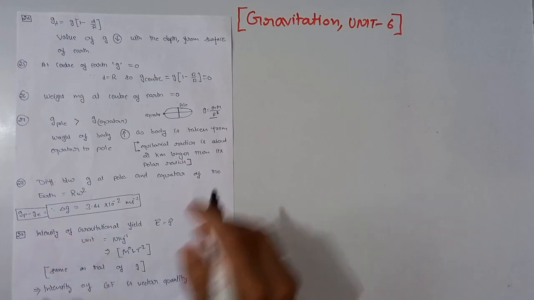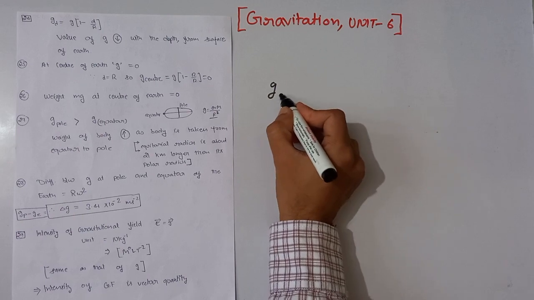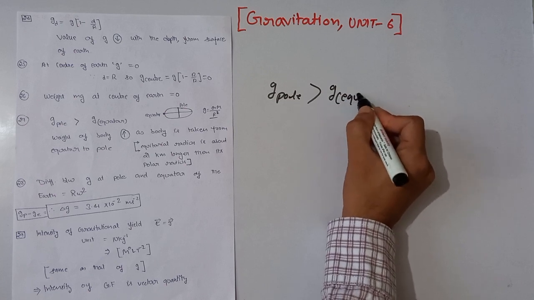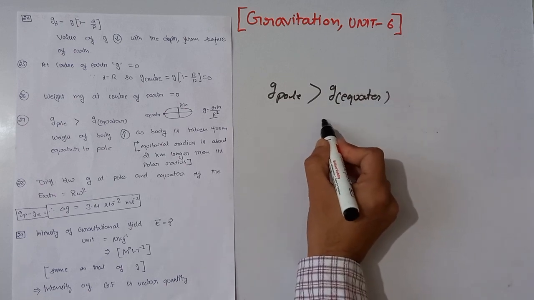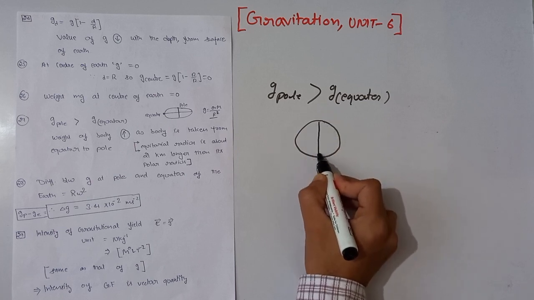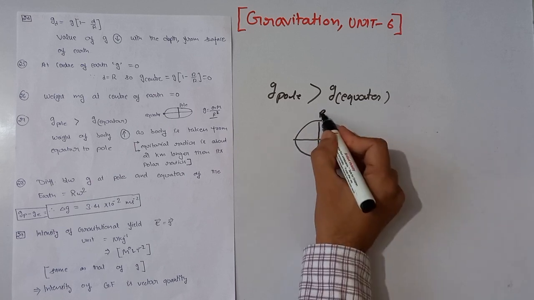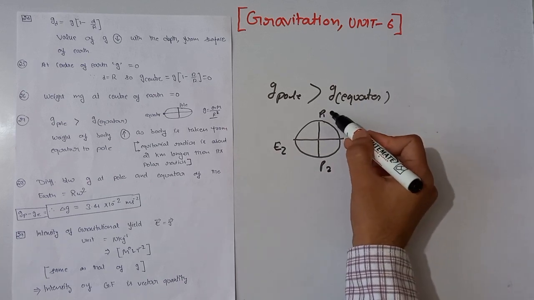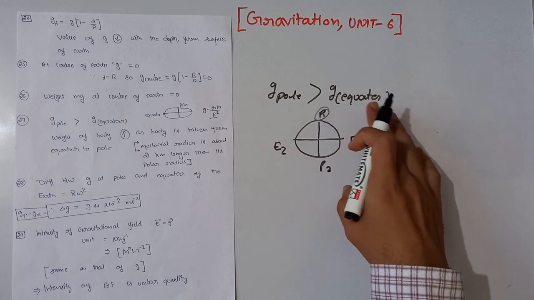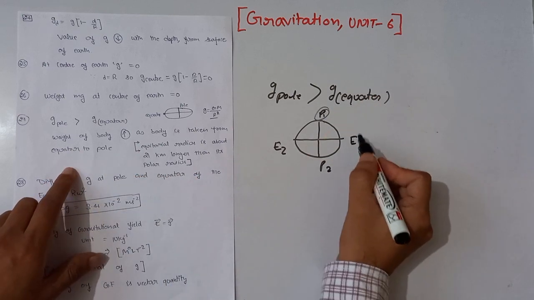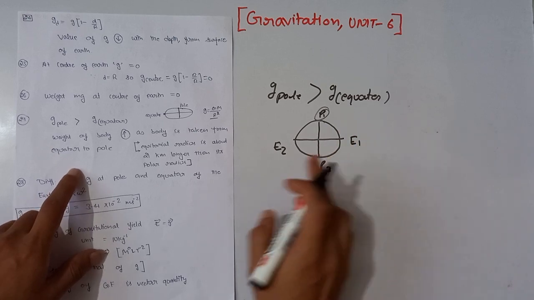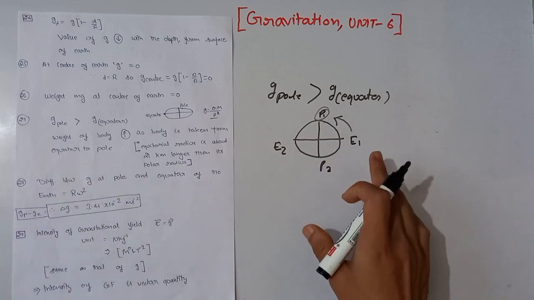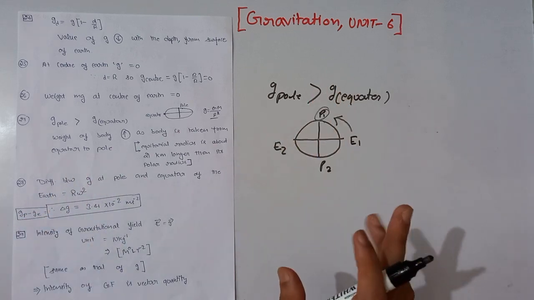Our next important key point is the value of gravity: the acceleration due to gravity at the pole is always greater than or equal to the acceleration due to gravity at the equator. This is our Earth. These are the poles, let P1, P2, and these are the equator, E1, E2. Then g at the pole is greater than g at the equator, and the weight of the body increases when the body is taken from the equator to the pole. The weight of the body increases as we move from equator to pole.